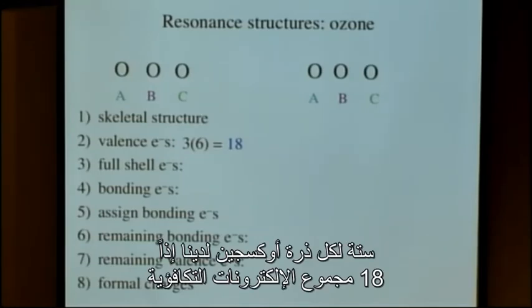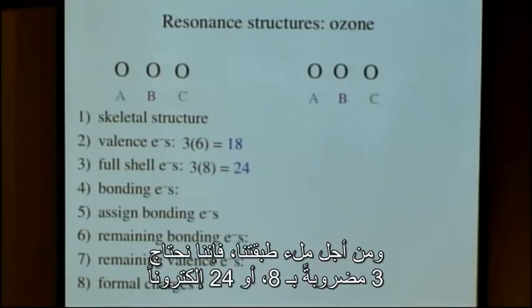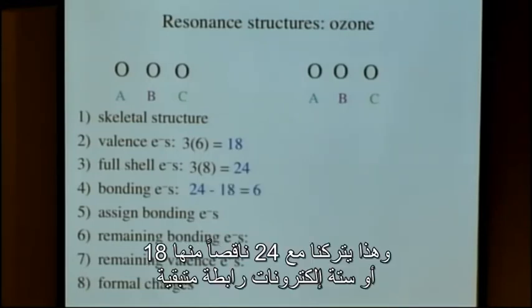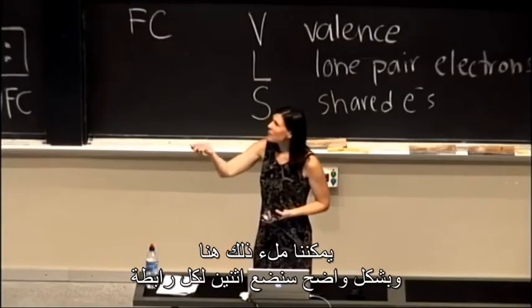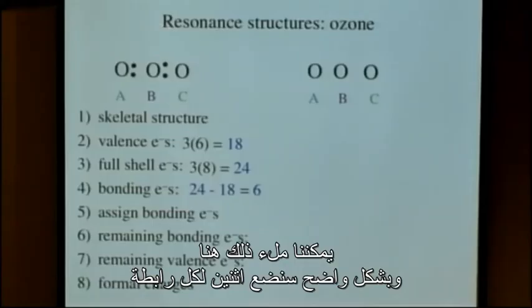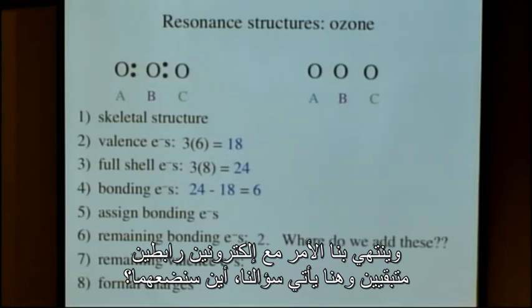So we have 18 total valence electrons. In order to fill up our shell, what we need is 3 times 8, or 24 electrons. This leaves us with 24 minus 18, or 6 bonding electrons left. So what we can do is fill that in here. Clearly, we put 2 for each bond, and now we end up having 2 remaining bonding electrons left.